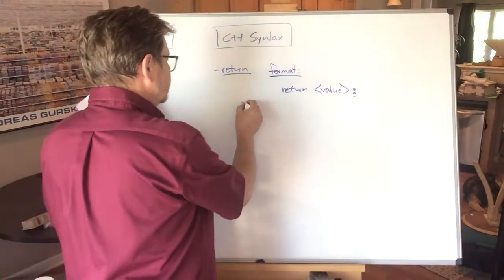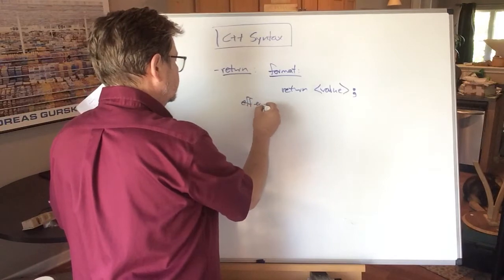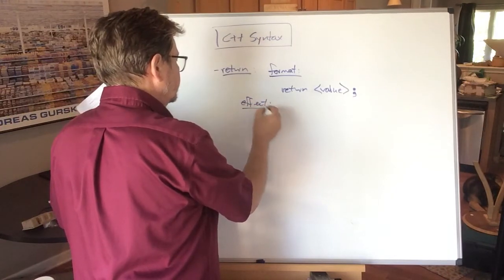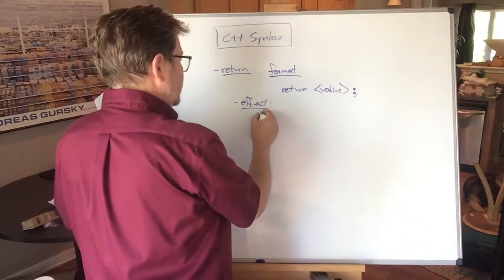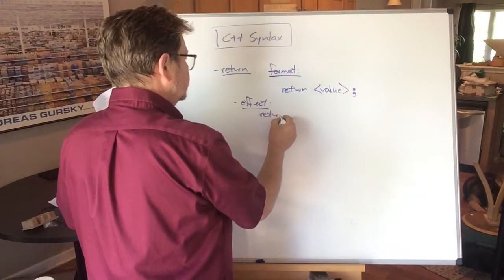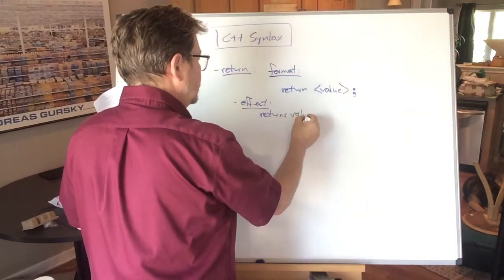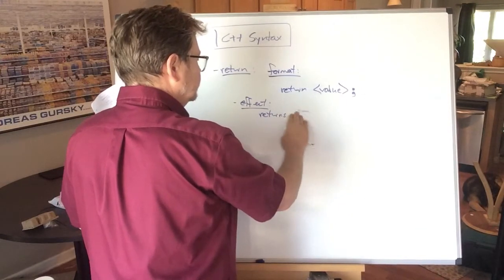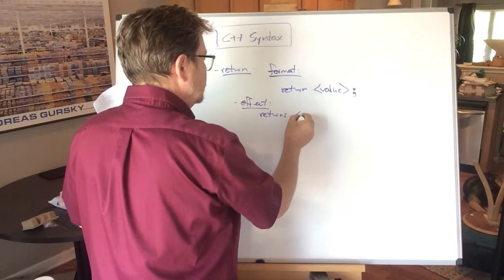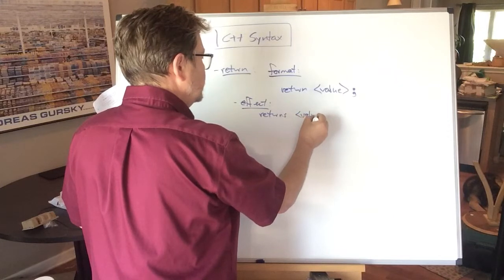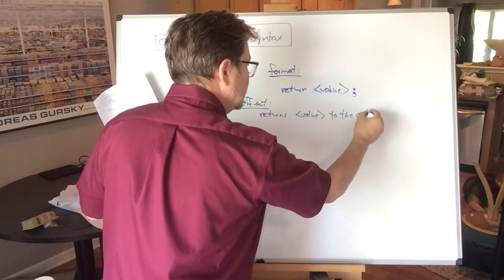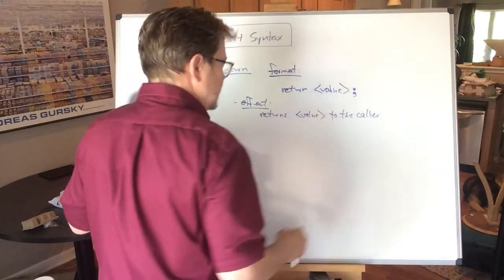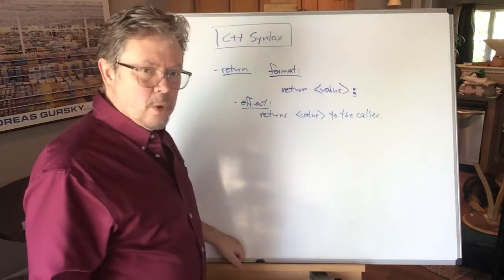The effect, and it's almost redundant the way I'm going to write the effect: returns value, whoops, almost left off the curly bracket, returns pointy brackets value to the caller, C-A-L-L-E-R. And I said that weird because I haven't defined what a caller is yet.